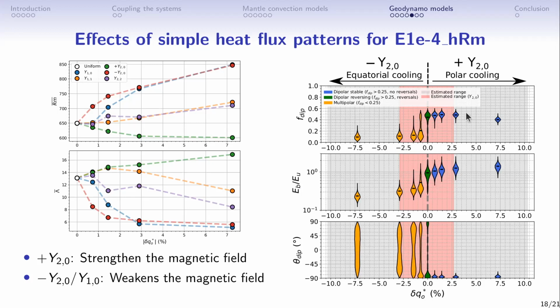So you can see that the plus Y20 pattern tends to increase the magnetic energy, and there are no reversals in this case, while the minus Y20 pattern implies a fast transition towards multipolar behavior for amplitudes that are within what we expect for the Earth.